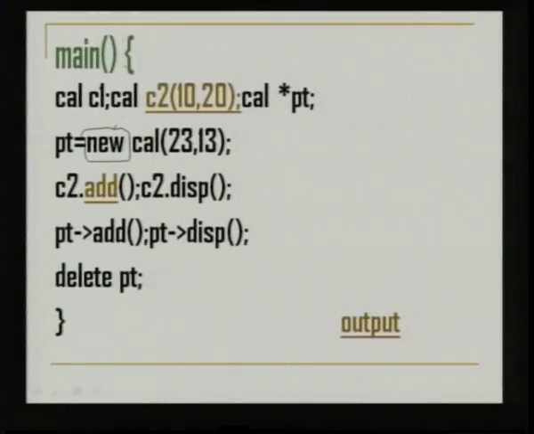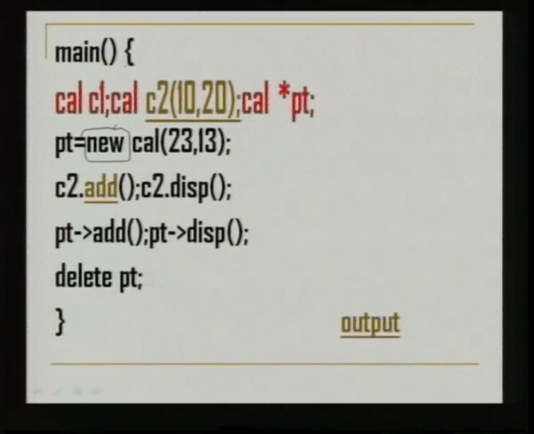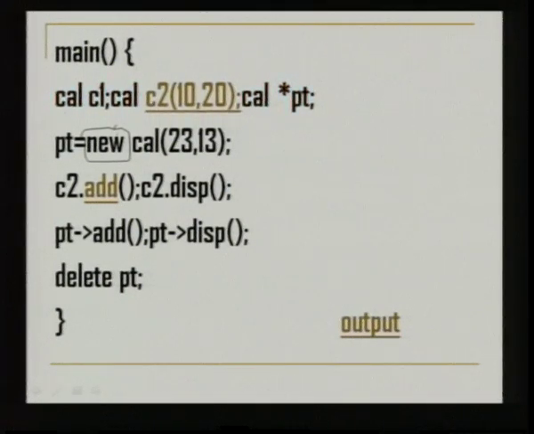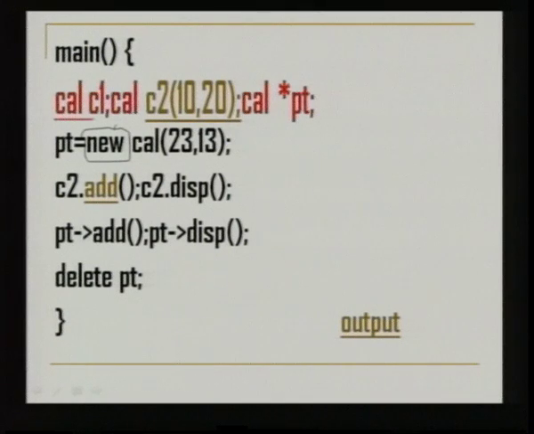Now, the program execution will begin from the main function. So, here we have the definition of the main function. Inside the main function, to access the data members and member functions we need the object. So, first we have to create the objects for the class. Now, first when you are creating the object, cal C1. So, C1 is the first object. As soon as the object is created, we know that the constructor function is called.